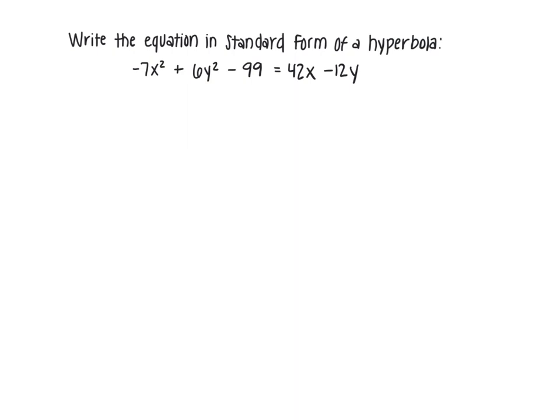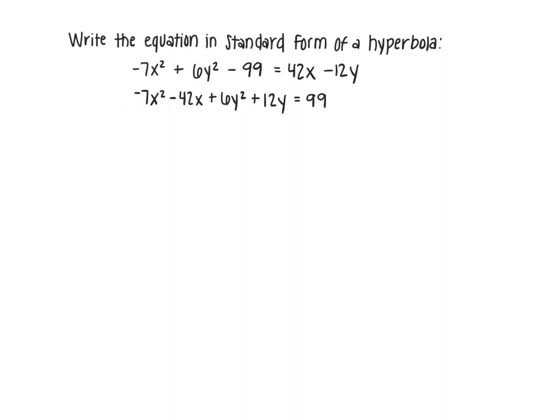Of course, the final type of problem that you can face is having to create the standard form equation of a hyperbola when you're given a pre-existing equation. So we're going to carry this out just like we did for circles and ellipses. We're going to start by putting everything in order alphabetically and by exponent. So I have -7x squared minus 42x plus 6y squared plus 12y is equal to 99.